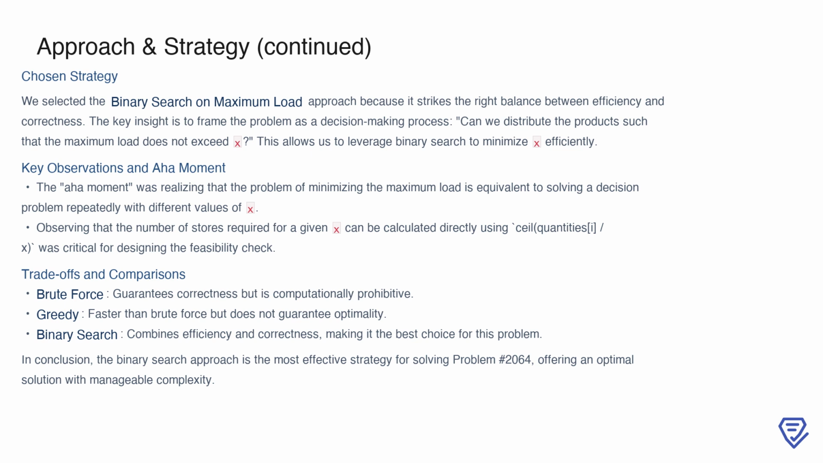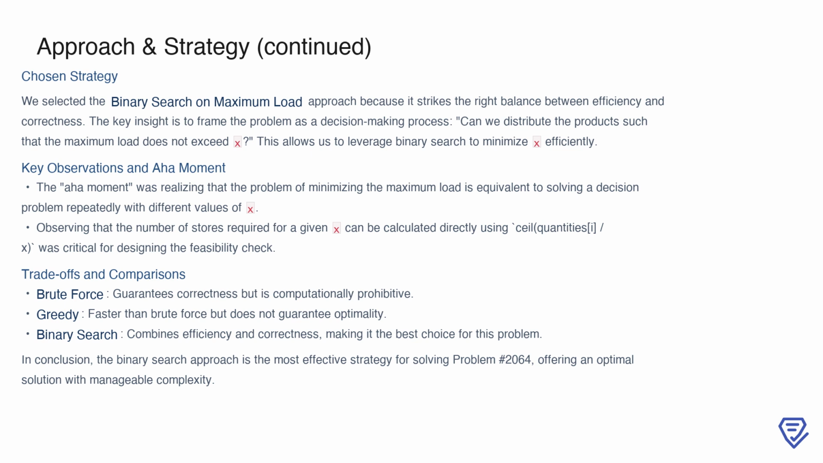The chosen strategy for this problem is the binary search on the maximum load, as it balances efficiency with correctness. The key insight here is that minimizing the maximum load can be reframed as solving a decision problem repeatedly for different values of x. This allows us to use binary search to efficiently narrow down the smallest possible x. One critical observation that made this approach effective was realizing that the number of stores required for a given x can be calculated directly using the formula ceil(quantities[i] / x). This was the aha moment that simplified the feasibility check.